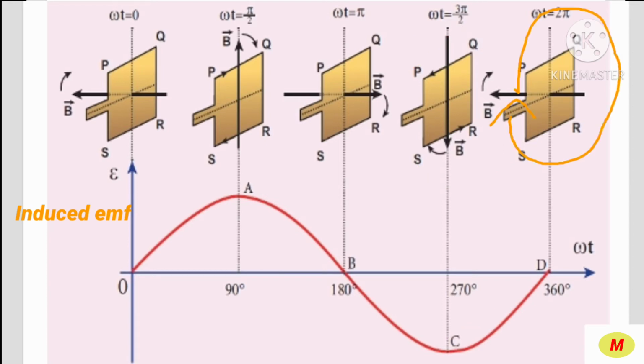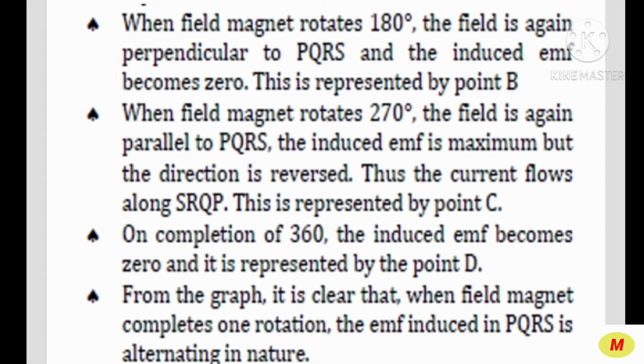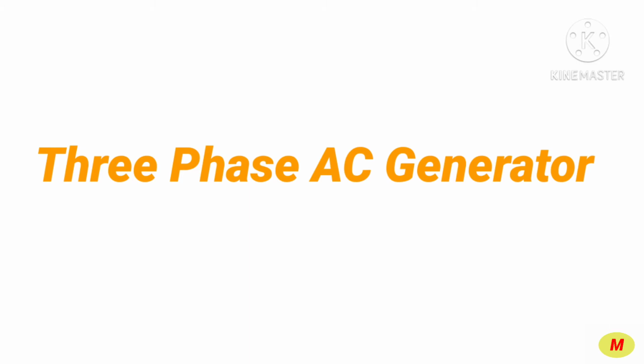On the completion of 360 degree, the induced EMF becomes 0 and it is represented by the point D. From the graph, it is clear that when the field magnet completes one rotation, the EMF induced in PQRS is alternating in nature.